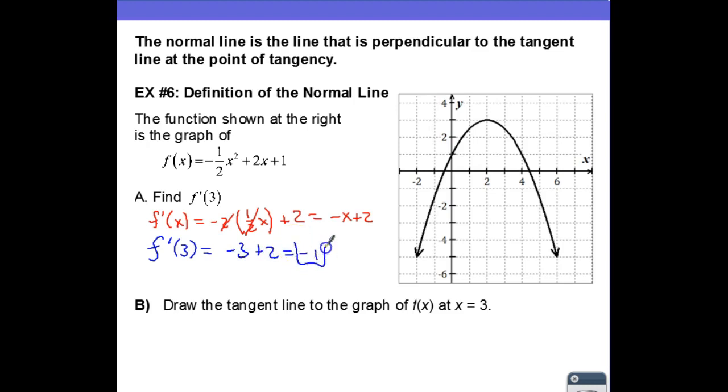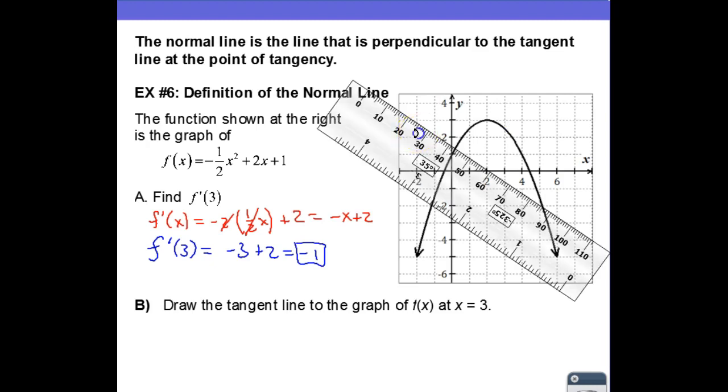Now we can find f prime of 3, and that's going to be negative 3 plus 2, which is equal to negative 1. So that means that we're going to have a slope of negative 1 at the point on our graph that corresponds to an x value of 3. So the next thing they ask us to do is to draw the tangent line. So let's take a minute and do that.